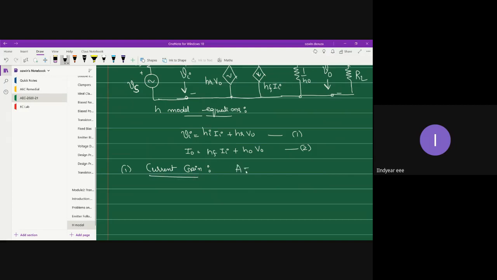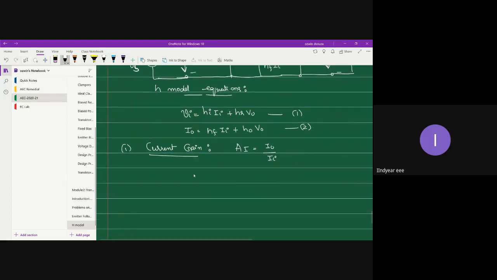By definition, current gain is output current to input current. So what do we have? We have output current as equation 2. Let me write it: HF II plus H naught V naught. That's my output current equation. Let's take it as equation 2. I'm just repeating equation 2.